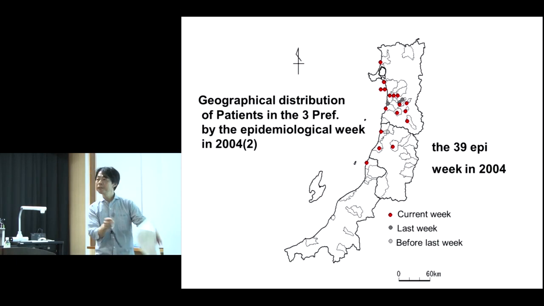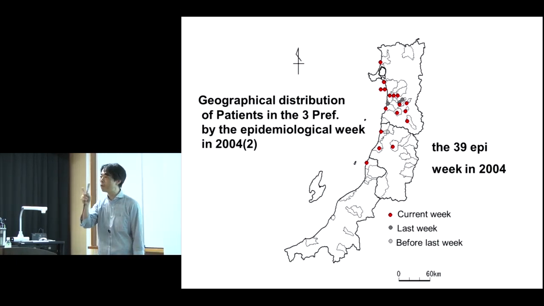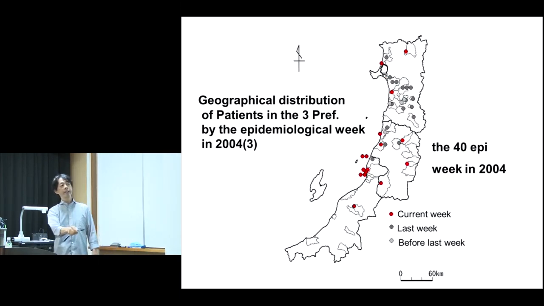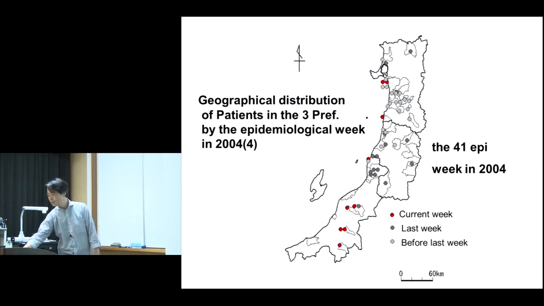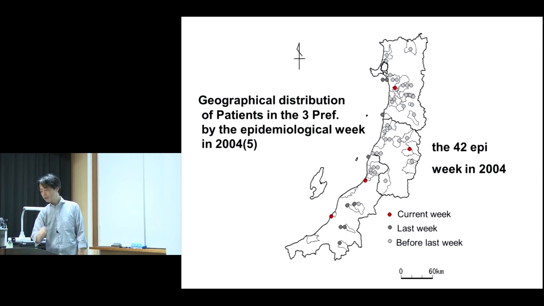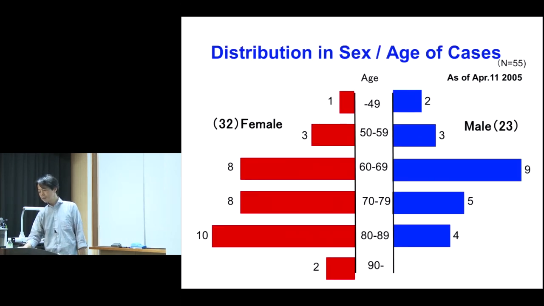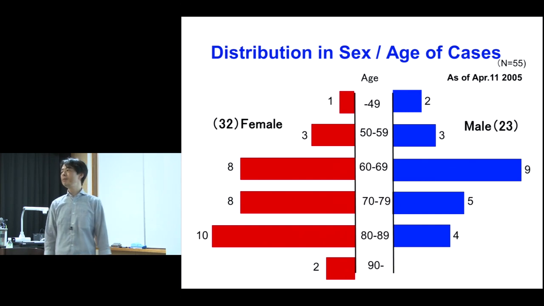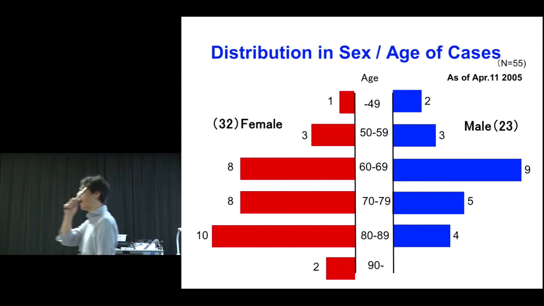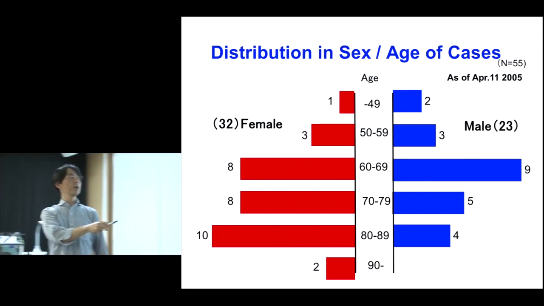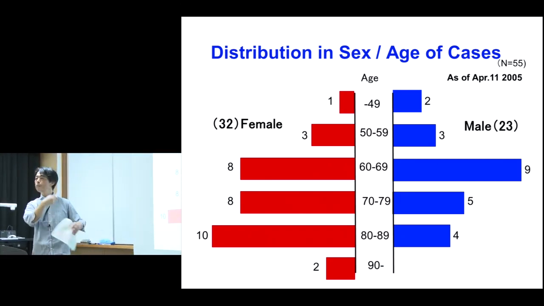The gray one is the previous cases. The red one is the new cases of the week, week 39. And week 40, the number of new cases goes down a little bit. Week 41, cases are scattered from north to south, Niigata, Akita, Yamagata. Then weeks 42 and 43. So that is descriptive information combining time and place. And the person component is the age distribution and male-female ratio.